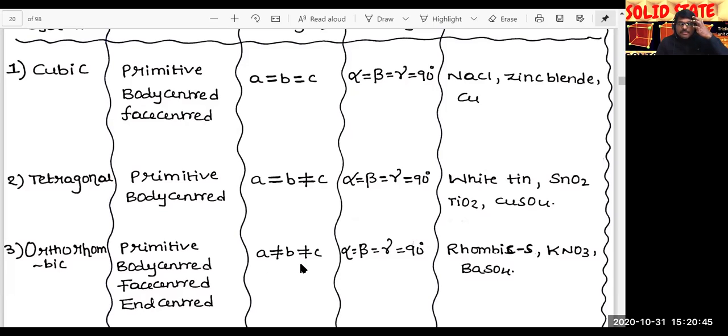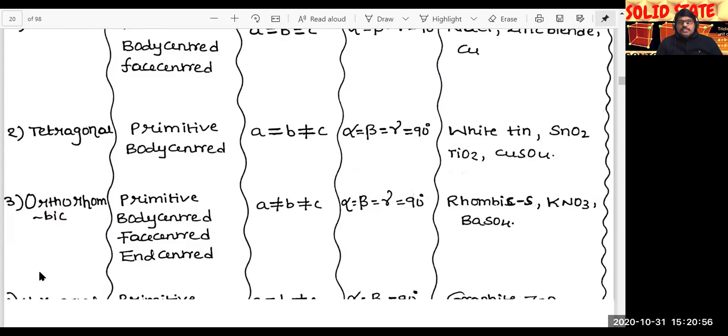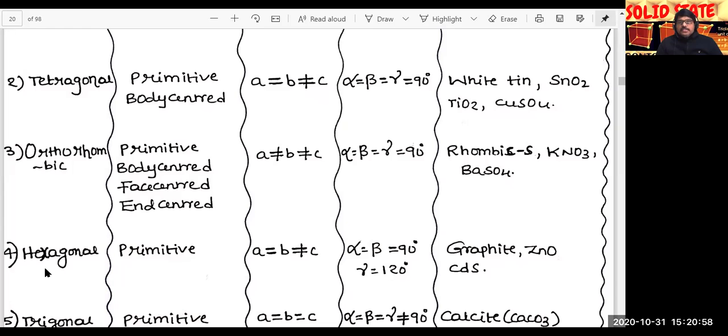A is not equal to B is not equal to C, but alpha is equal to beta is equal to gamma, and all these are equal to 90, and these are the examples. Next, hexagonal crystal system. The basic crystal system is hexagonal, and only one type of unit cell was found, that is simple hexagonal or primitive hexagonal.